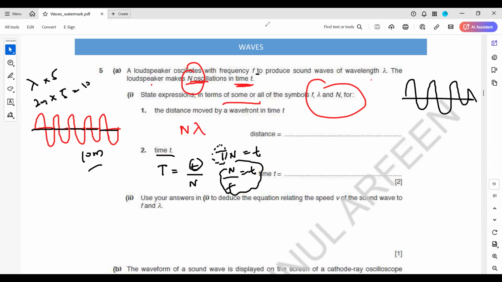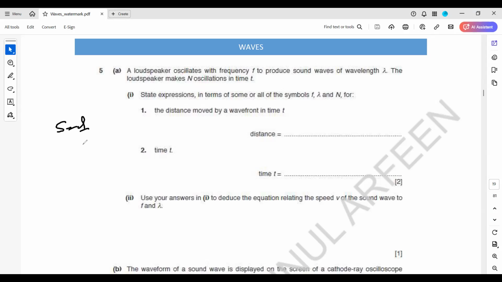For the first formula, if you need the distance, speed is distance divided by time. So distance will be speed multiplied by time. And the wave speed is frequency times wavelength. So if you write f lambda t, that is also fine. And here you need the total time. So we use the formula v equals f lambda. We can use that as well.